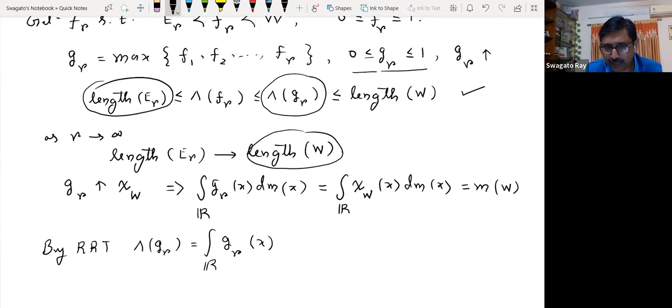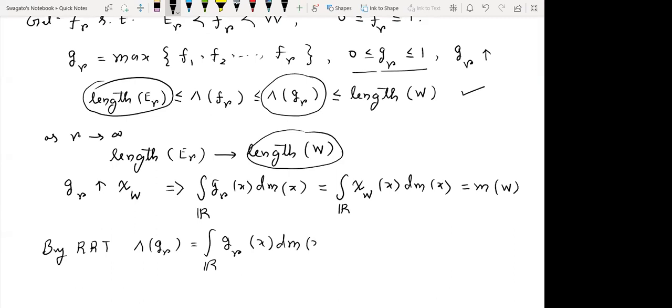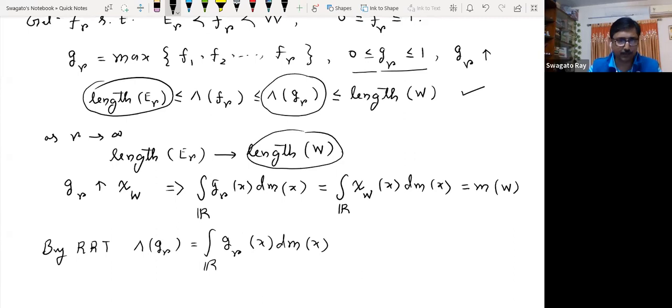What should I write? dx or dm(x)? The Riesz representation theorem gives rise to a measure, dm(x). That measure we called m. So in this integration, what should I write? GR(x) dx or dm(x)? dm(x). This is what lambda GR is. This is what the Riesz representation theorem tells me.